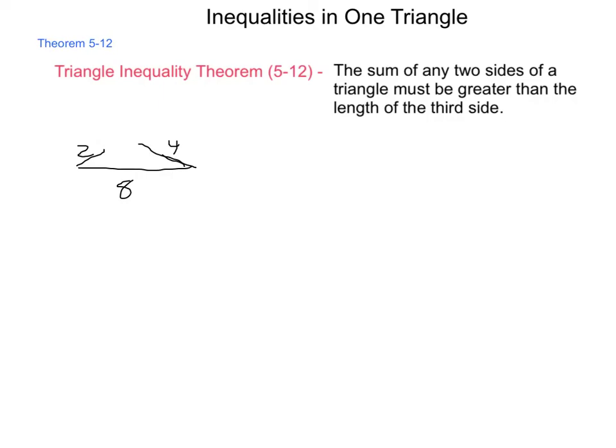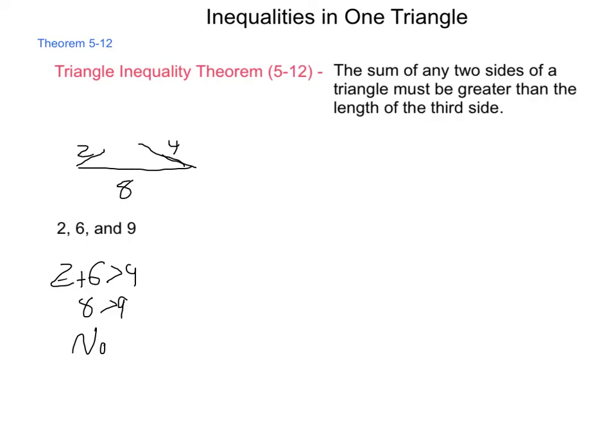With that idea in mind, could we build a triangle with the following side lengths? How about 2, 6, and 9? To begin, we ask, is 2 plus 6 greater than 9? Well, 8 is not greater than 9. The answer is no. So right away, we cannot construct a triangle from these side lengths.